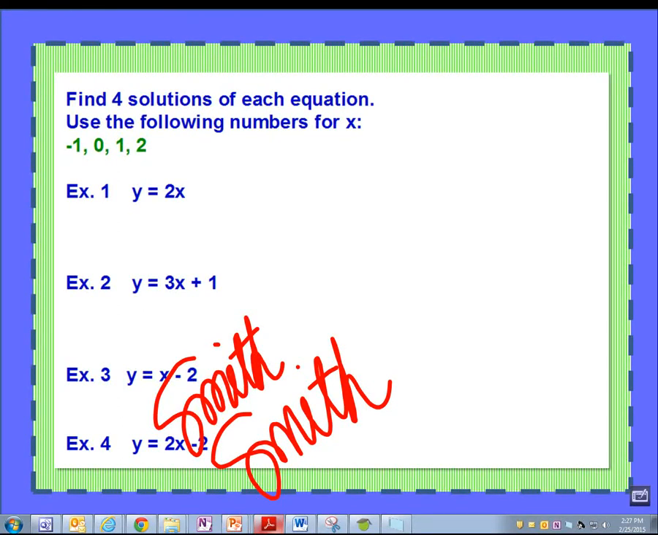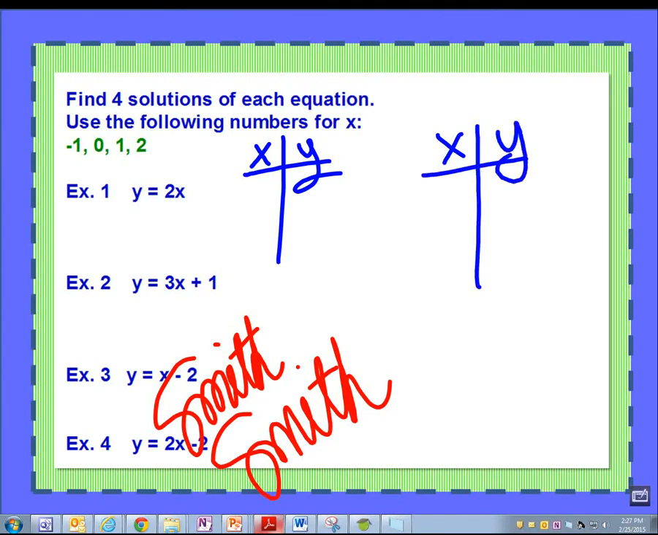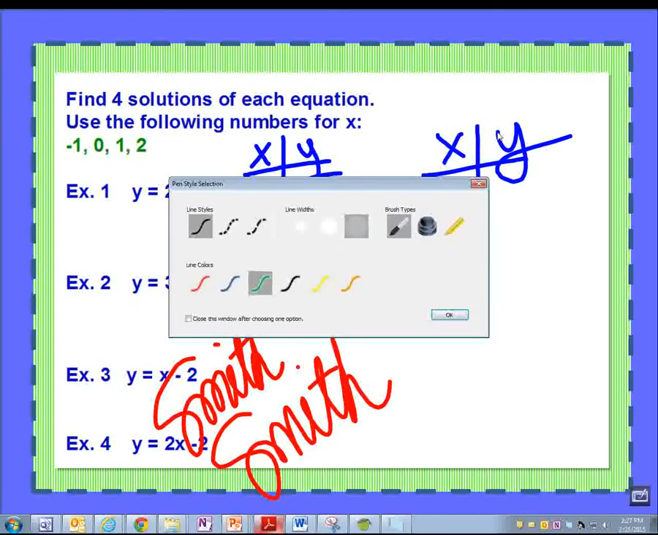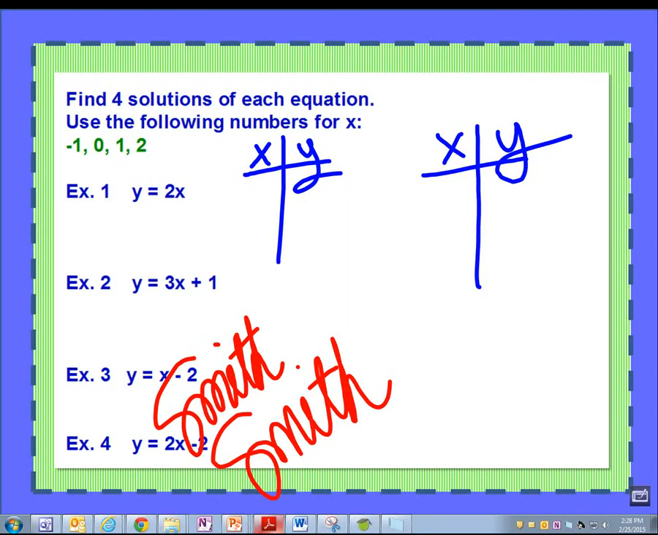Okay. So you are going to have 2 tables here. Okay? 2 tables. It's like Thanksgiving. Kids table, adult table. You're not following directions. Luckily, see, that's why I use pencil, though, so you're cool. Now, you are going to substitute in these values for x. You have -1, 0, 1, 2, -1, 0, 1, 2.